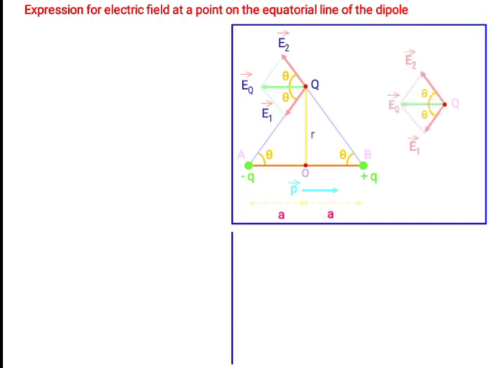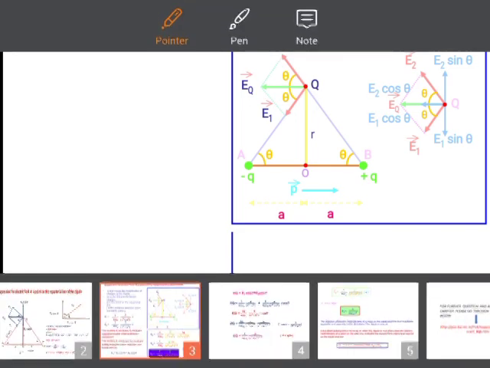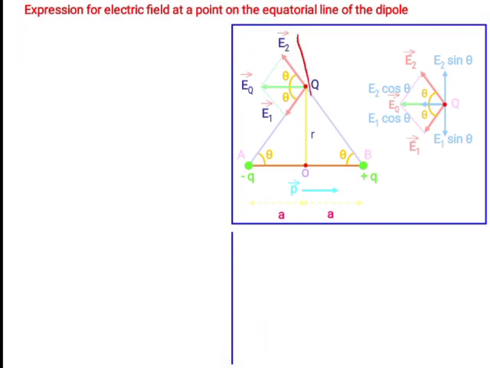This is the same diagram I have shown separately here. So this is E2 cos theta and this is E1 cos theta. Suppose we draw the line here, this is E2 sin theta and this is E1 sin theta. Similar to this one, both get cancelled because the directions are opposite here.